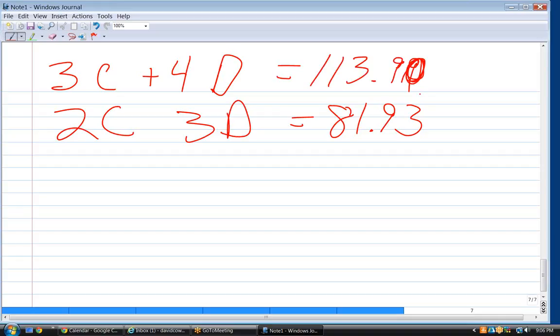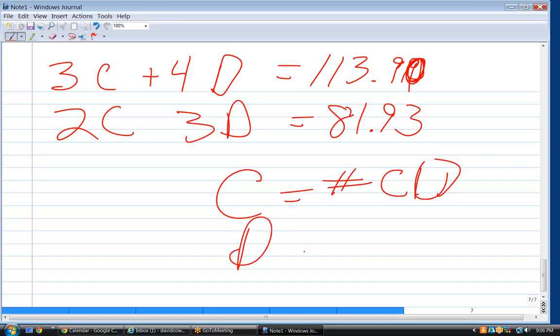Okay. Notice that I defined my variables on the fly as you were reading it. C was equal to the number of CDs. D was equal to the number of DVDs.